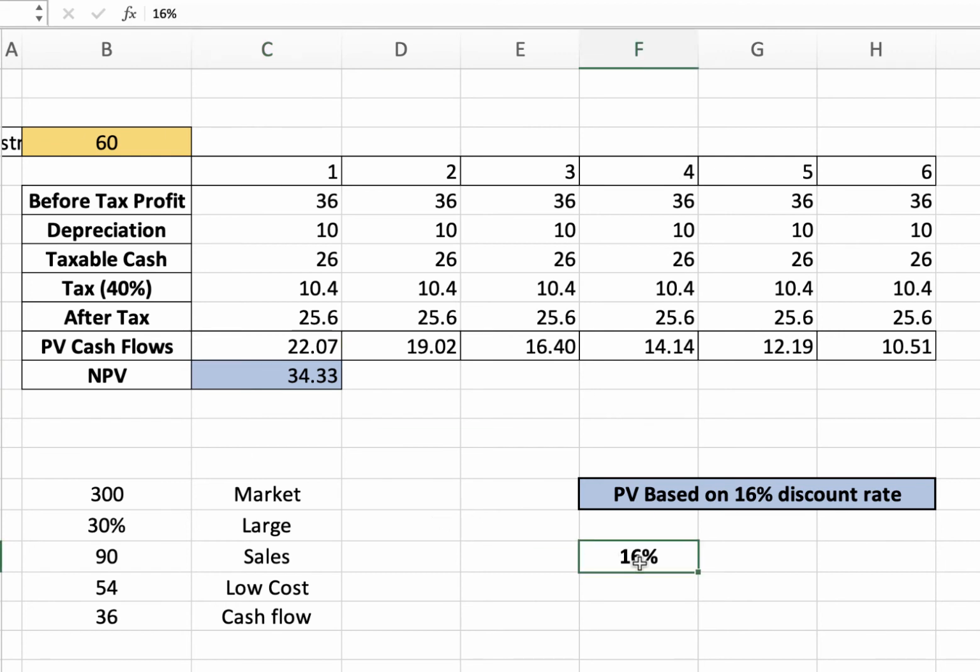And we can see that if the discount rate were to go up, we would get more discounting. So when the discount rate goes up, the PV values go down and the net present value would go down as well. Back to 16%, back up to 34.33. Now, if the discount rate were smaller, you can see that the NPV is affected significantly.